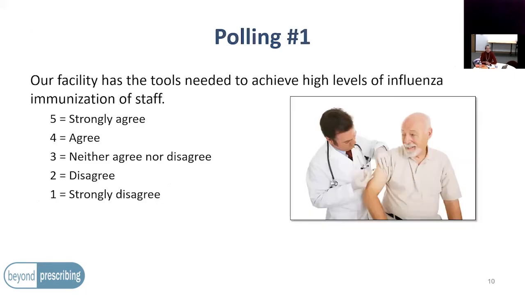So let me ask the group: our facility has the tools needed to achieve high levels of influenza immunization of staff. How do you feel about that in terms of your confidence? Is vaccine available? Do you have time to do it? Are there any incentives for staff to get immunized? Are you able to gather data when they're immunized elsewhere? Do you believe them when they tell you that?